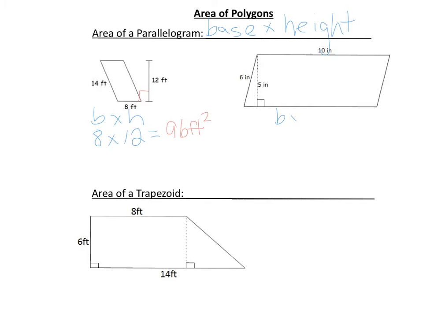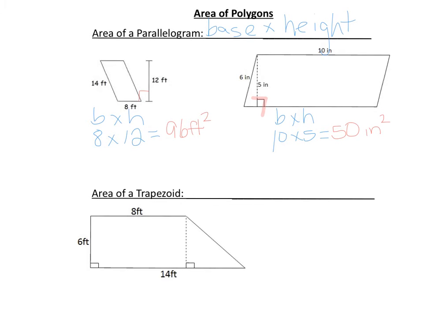Looking at the second parallelogram, base times height. It's really quick and easy to find that right angle to indicate that the base is 10 and the height is 5. So we do 10 times 5 and we get 50 inches squared. So once again, base and height.